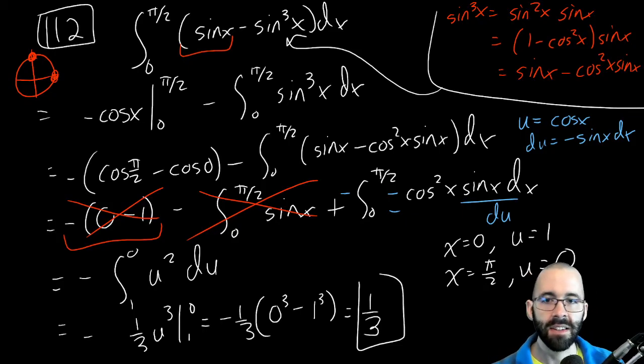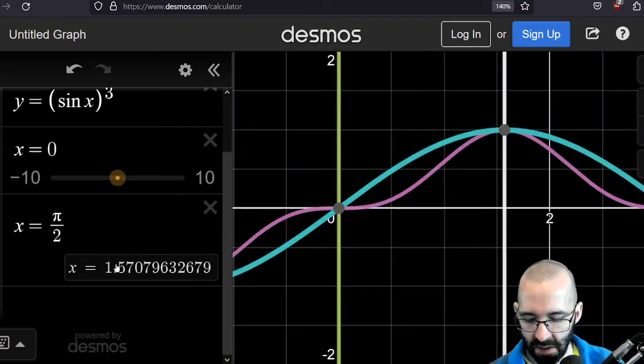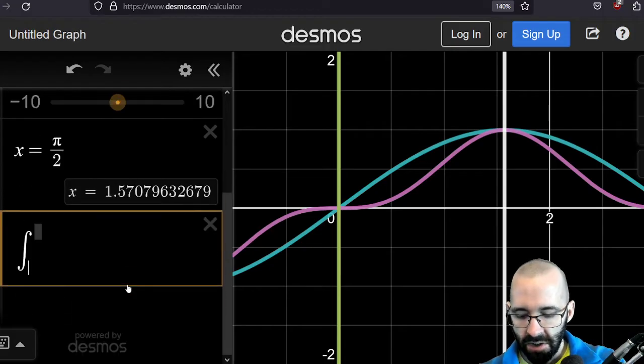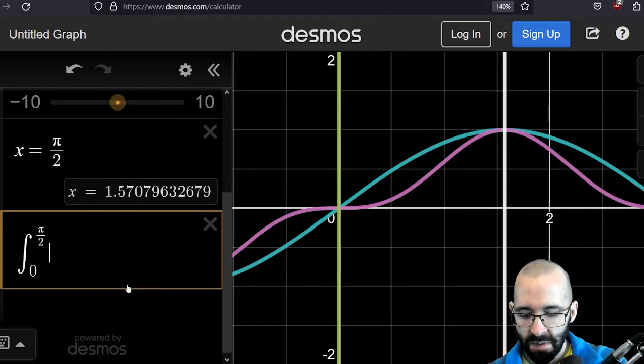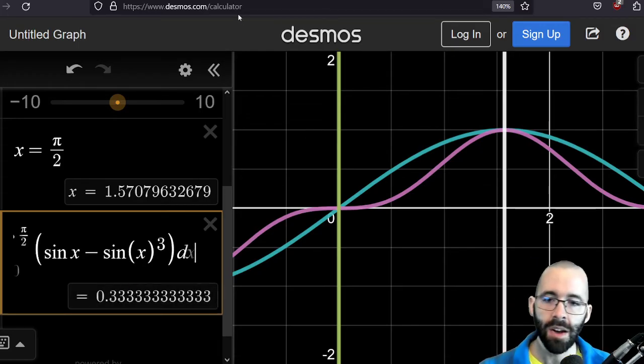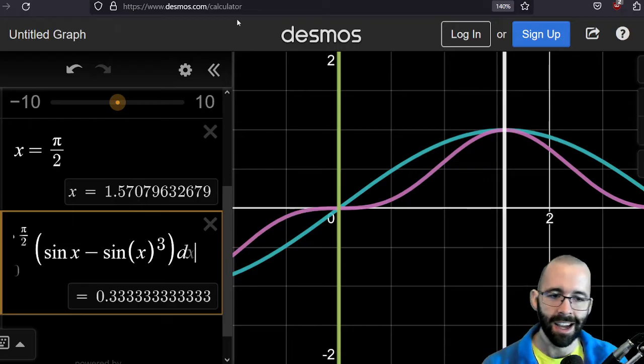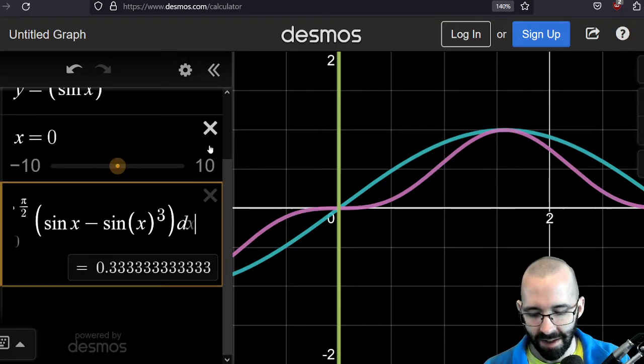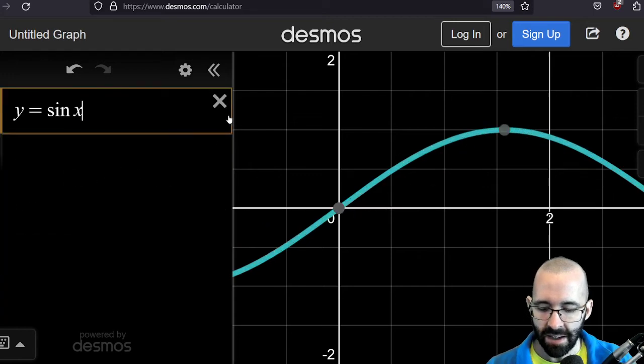Let's see if that's our answer. Integral from 0 to pi over 2 of sine of x minus sine of x cubed dx. Whoa, it's 1/3. Look at that. We did it. All right, next problem.